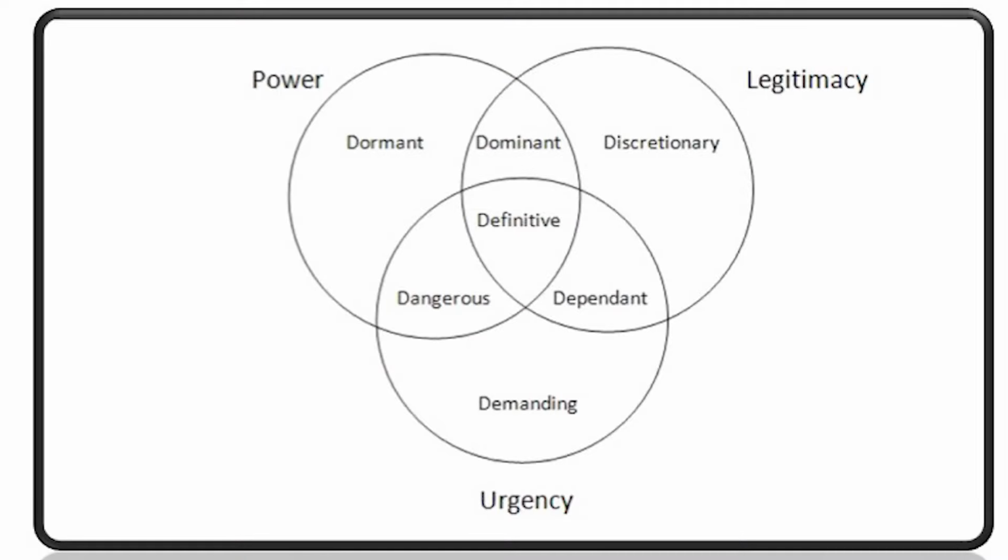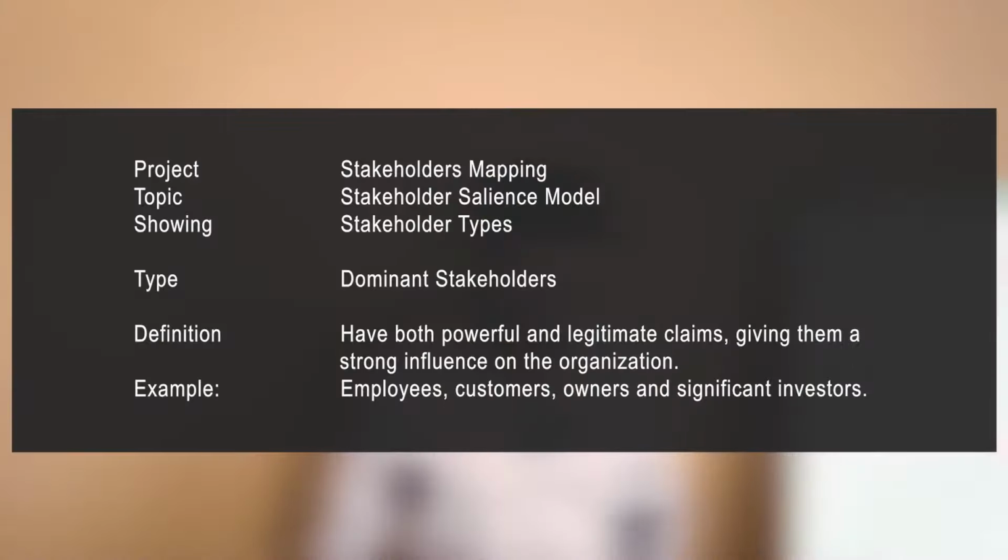We discussed the three groups on the edges, and we know they are called latent stakeholders. The further groups are classified as expectant stakeholders and are groups who have two attributes. The dominant stakeholders have both powerful and legitimate claims, giving them a strong influence on the organization. For example, the employees, the customers, the owners, and significant investors.